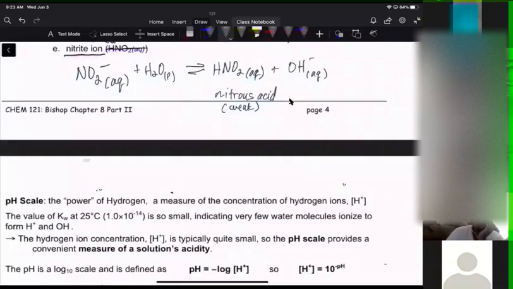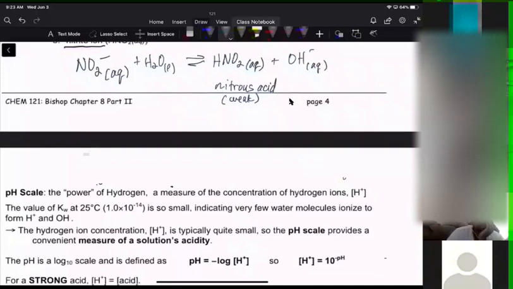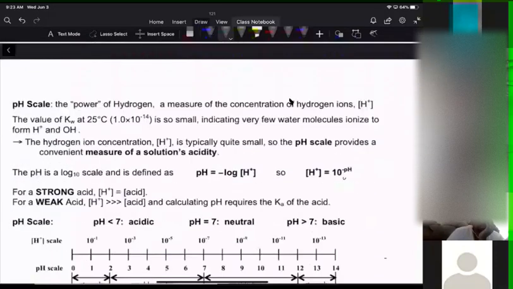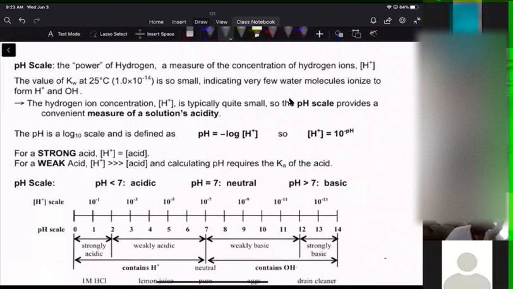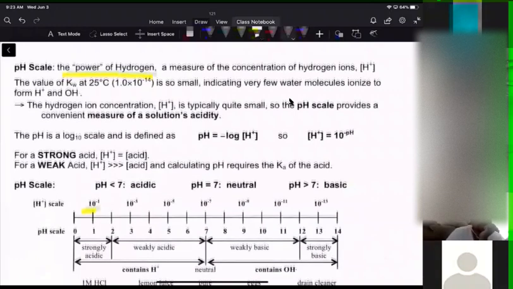So let's take a look at pH. pH means the power of hydrogen. We're going to use pH because it helps us take something that has a huge range of values, from something small like 0.1 all the way up to something that's tiny, like 10 to the minus 14. It is so small. And these are measured in terms of molarities, which is moles per liter.